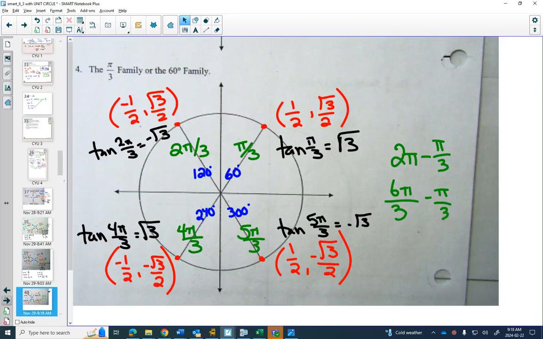Root 3 over 2. How about tan of negative 2 pi over 3? Sorry, tan of negative 2 pi over 3. Negative 2 pi over 3. Or square root of 3. Square root of 3, because it's going to be coterminal with 4 pi over 3. Perfect.